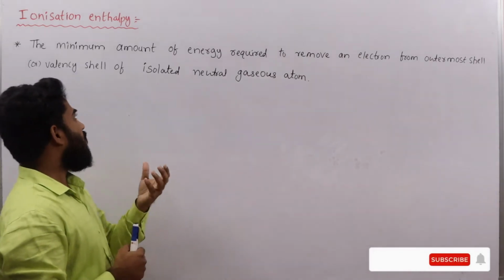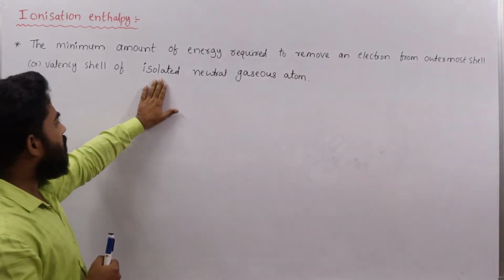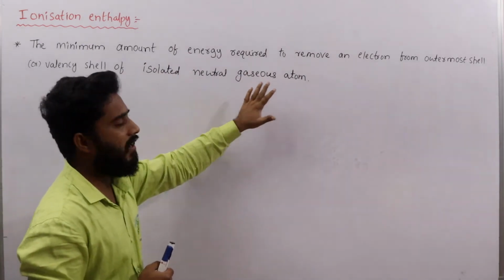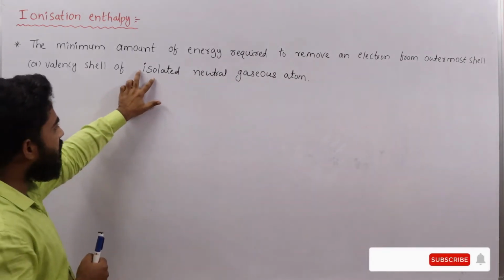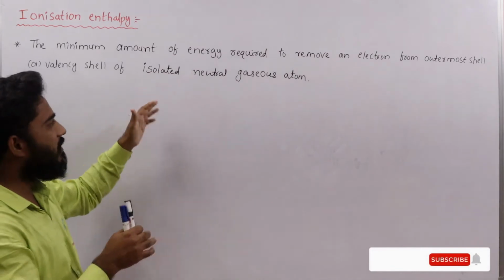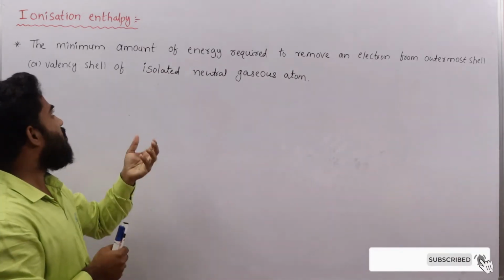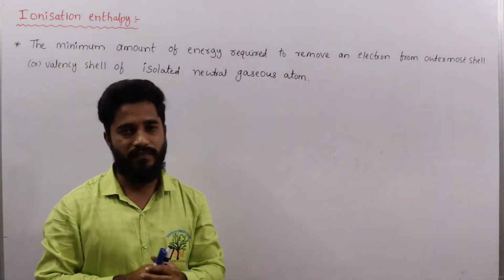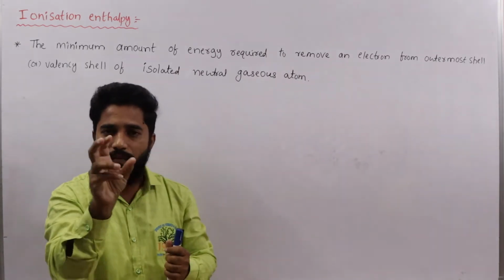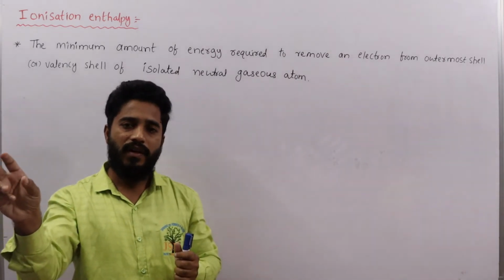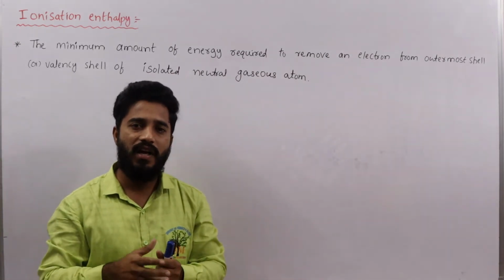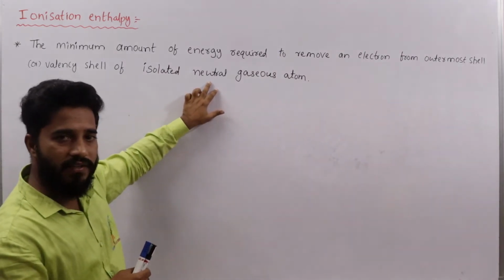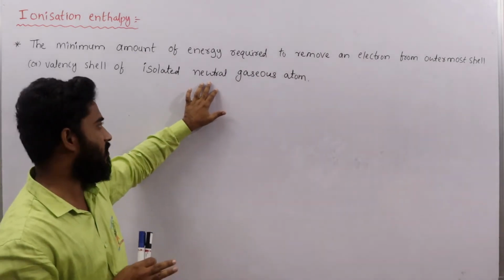Remember these words, they are very important: isolated, neutral, gaseous atom. What is the need to use the word isolated? Isolated means a separated atom. Measurement of ionization energy is not possible for atoms which are present in the combined state. So that's why we use atoms which are separated from other atoms. For such atoms, we can find out ionization enthalpy very easily. Neutral means without any charge, without positive or negative charge.